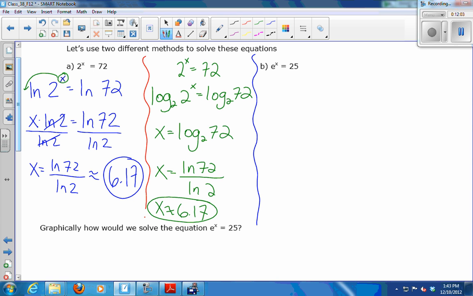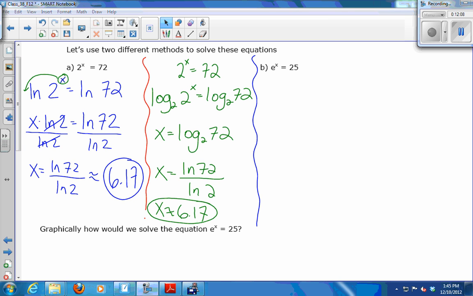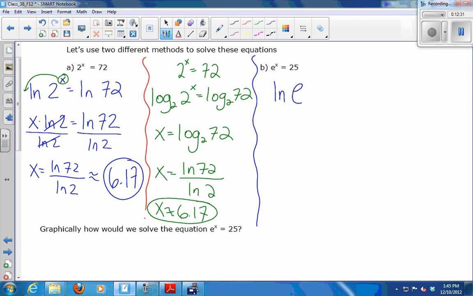Okay, you try the next one. So I saw a couple of different things that were really the same thing. Most people took the ln of both sides. Whether you decide to take the ln of both sides because you like taking the ln of both sides in all scenarios, or you took the ln of both sides because ln is log base e and this is base e, either one, most people took the ln of both sides. So we have the ln of e to the x equals the ln of 25.